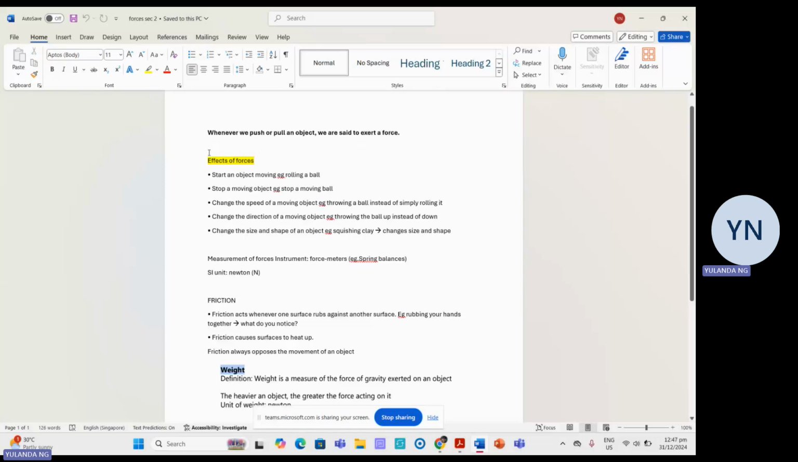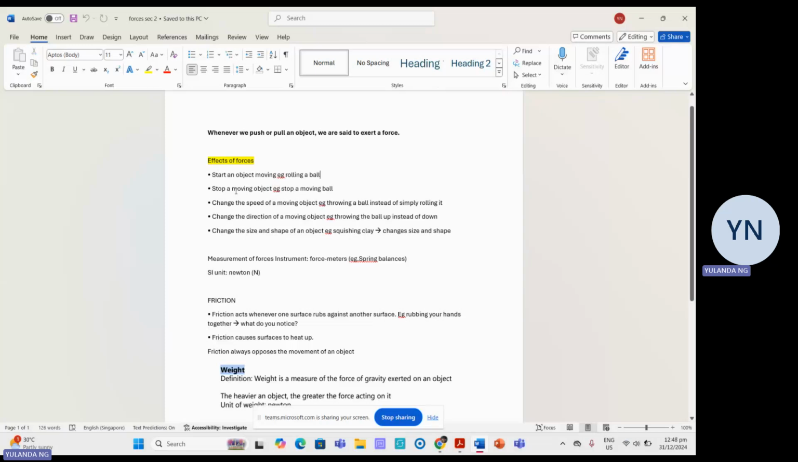So what are the effects of forces? Just remember 5 things. Firstly, when I push something, I'm starting an object to move, for example, when you're rolling a ball. Now, when you are acting in the opposite direction, you're stopping a moving object. So starting a stationary object and stopping a moving object, these two are the effects of forces.